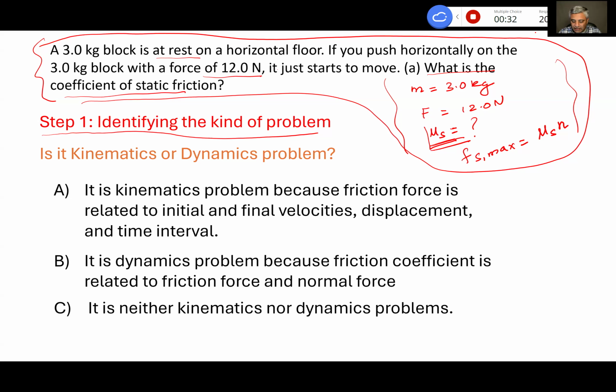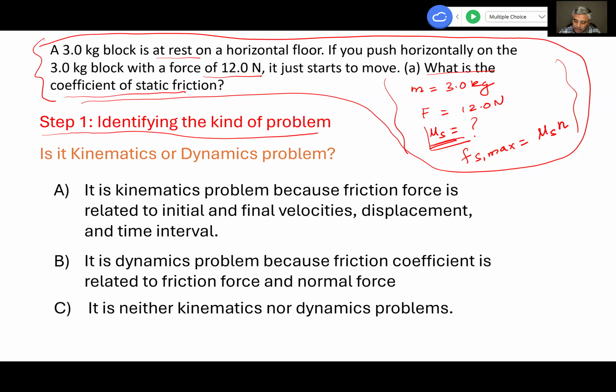Thirty more seconds. Five more seconds. Five, four, three, two, one, and it stops.